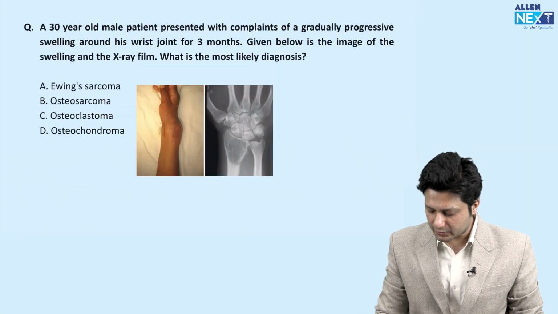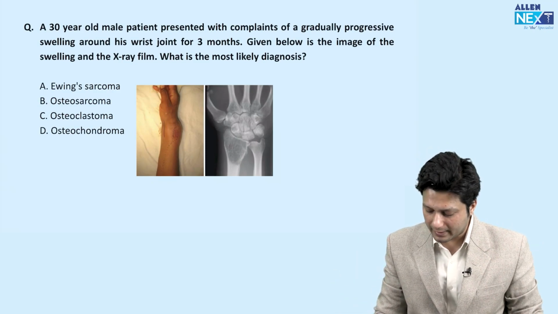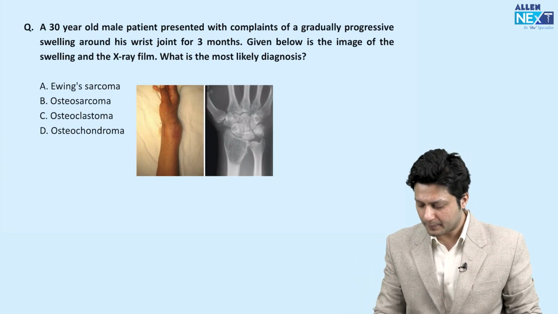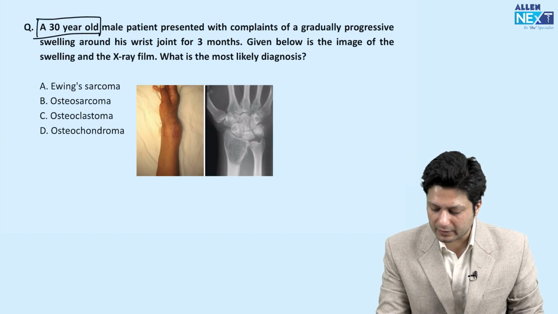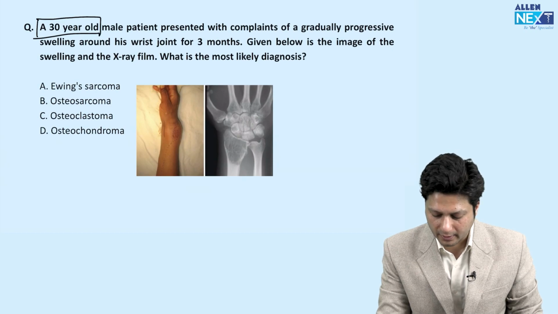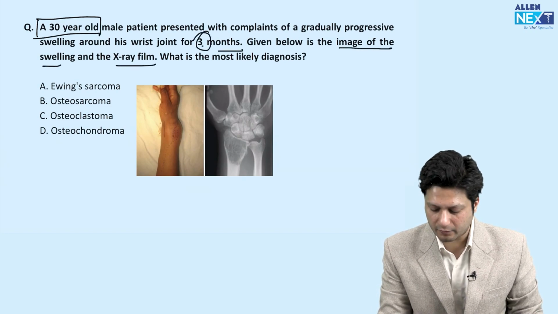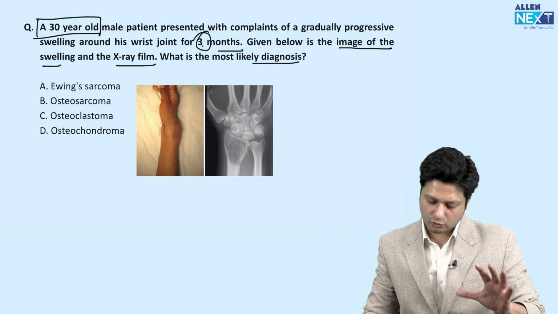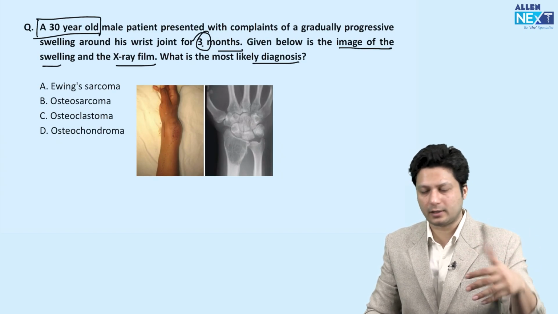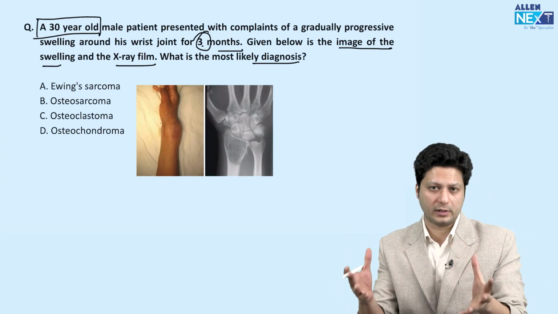Next question is certainly related to a tumor. A 30-year-old, first of all, in every tumor related question, age has its importance. So a 30-year-old male presented with a complaint of a gradually progressive swelling around the wrist for the last 3 months. Given below is the image of the swelling and the X-ray film. What is the most likely diagnosis the patient could be suffering from? All right. So swelling, yes, for any kind of tumor, it could be benign, it could be malignant. There has to be a swelling, there has to be a bony outgrowth.